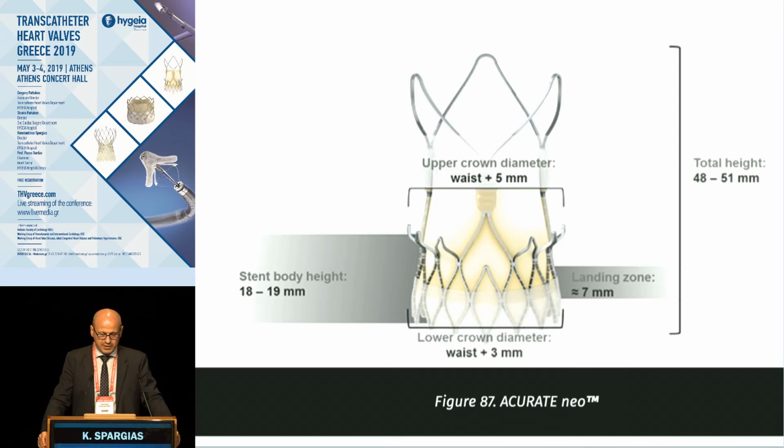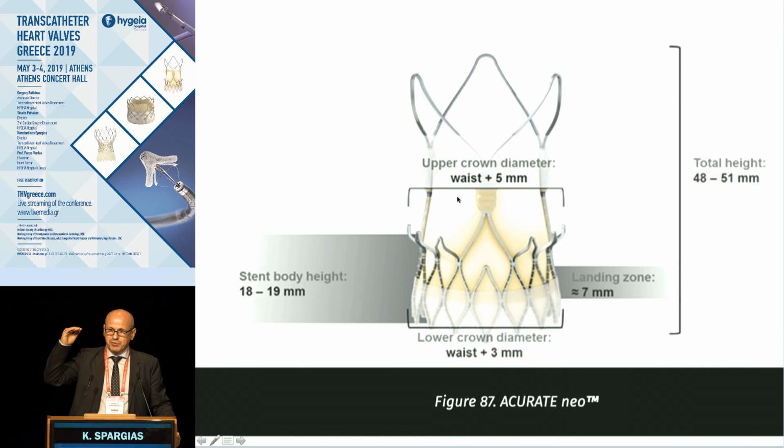And finally, the Accurate Neo, which is supra-annular. The stent height is not, and the skirt height is similar to the Sapien. It's not larger, but what is really higher is the top of the leaflet. The top of the leaflets go up to 30 millimeters from the annulus, which means if you have to go in for a valve in the future, you're going to create a cage isolating your native leaflets up to 3 centimeters from the bottom of this valve.